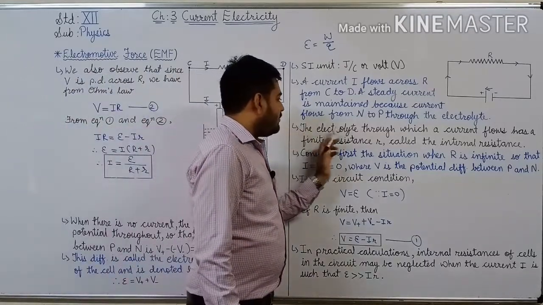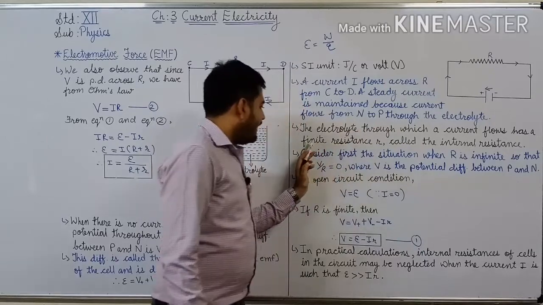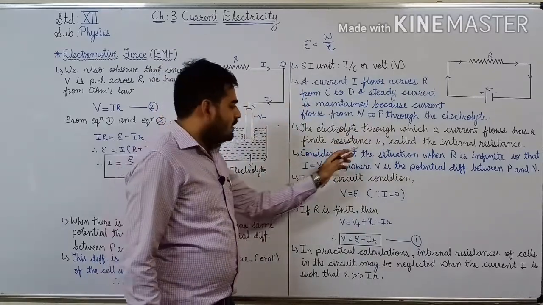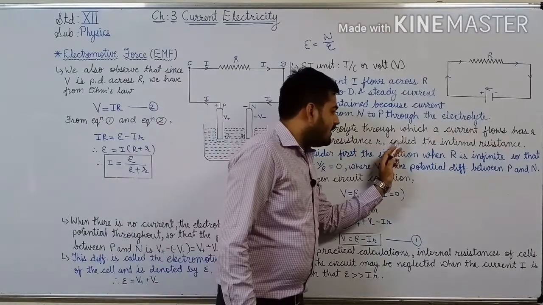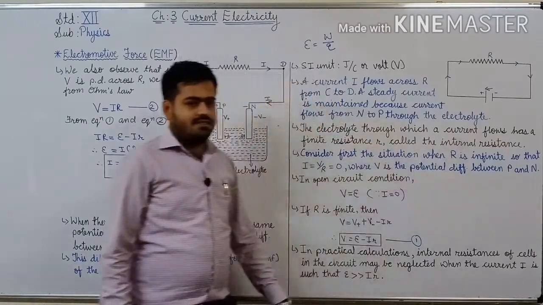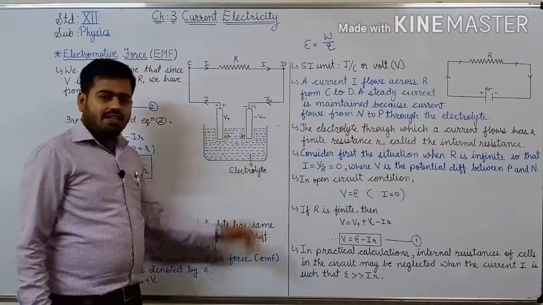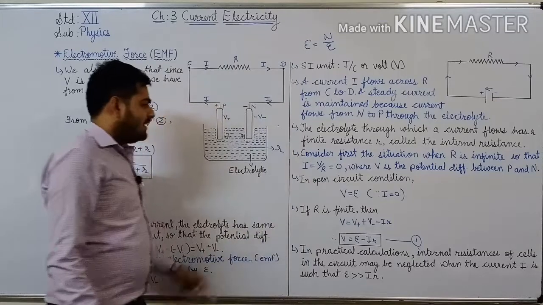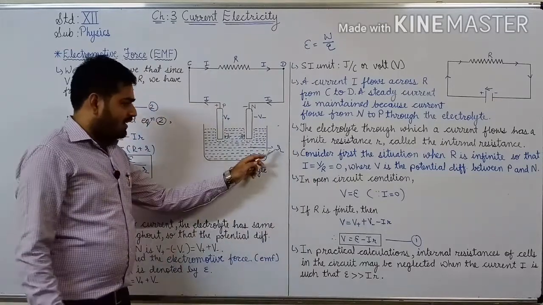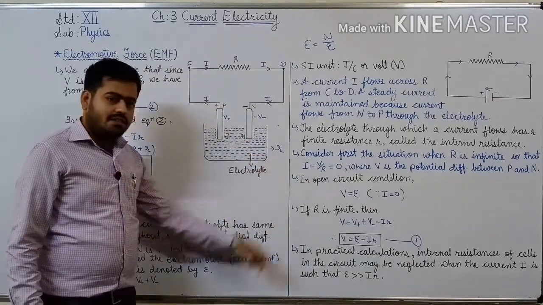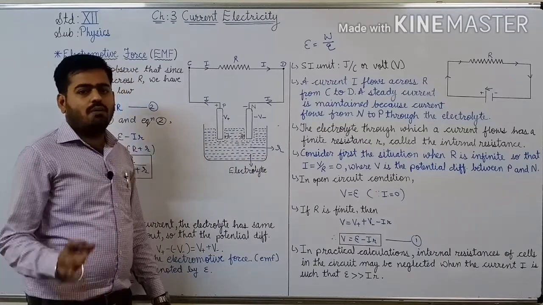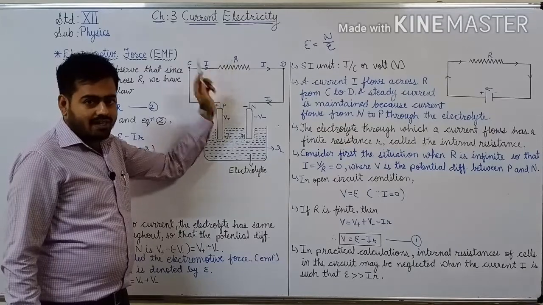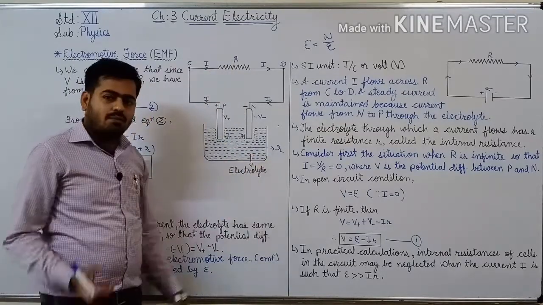So the electrolyte through which a current flows has a finite resistance r. It will have some amount of resistance, and what is it called? That is called internal resistance. So whatever is the resistance of the electrolyte, that is denoted by small r, and that resistance is called the internal resistance of the cell. This is the external resistance which we have connected, and this is the internal resistance of the battery.